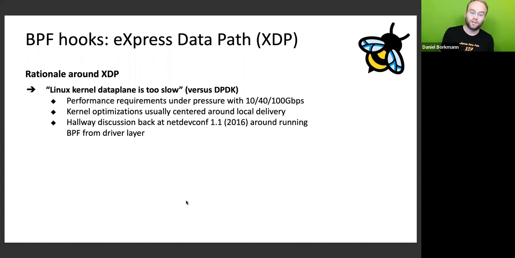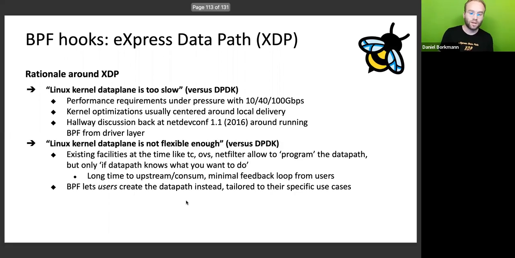Back at NetDevConf, we actually had a hallway discussion and were just joking, well, why don't you just put BPF into the driver layer? And it then actually materialized, and some folks from the networking community came up with the concept. That's what we call XDP today, right? Running BPF from the driver layer in the networking stack. The other argument was that it's not only too slow, but also not flexible enough. The existing facilities like TC, OVS, and NetFilter had partially overlapping functionality, and they allowed you to program the data path, but not really, because the data path in the sense of those frameworks needs to know what you want to do, since those are the building blocks they had.